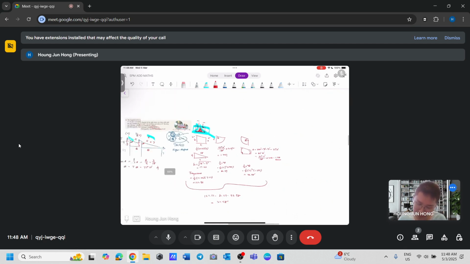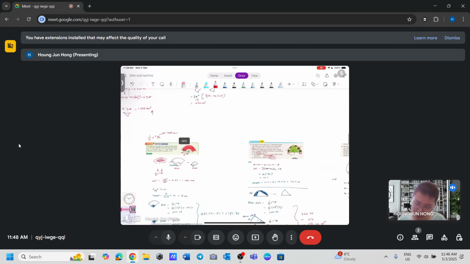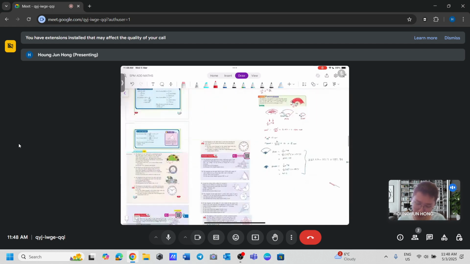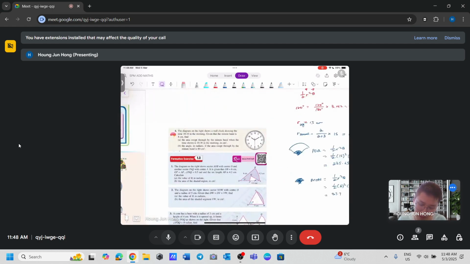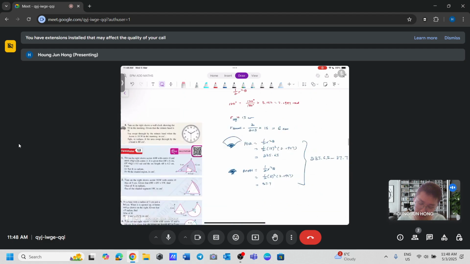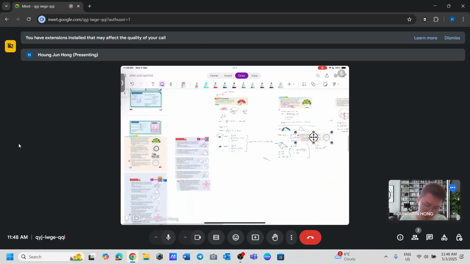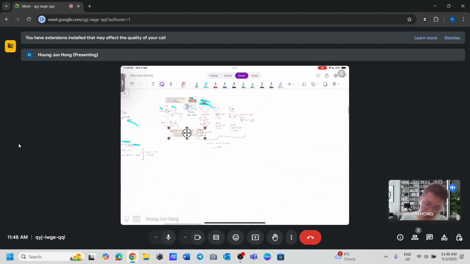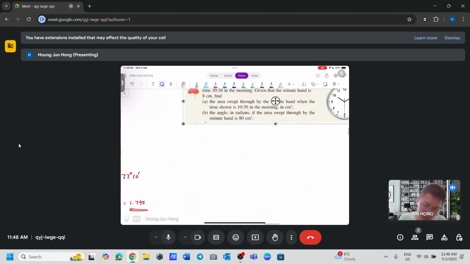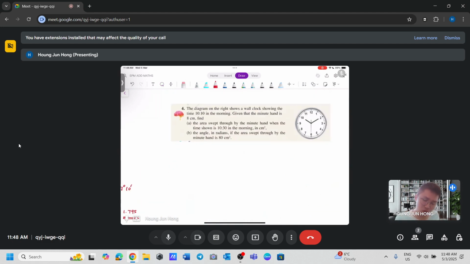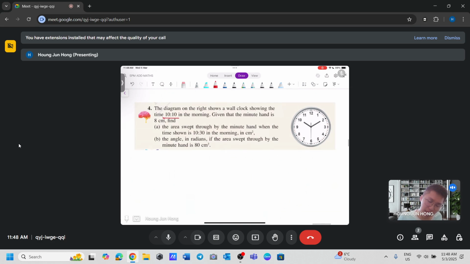Alright, finally, last question. Again, feel free to pause the video yourself if you need to catch up with any particular topic. The last question is about a clock. What to do with the clock? The question is about the area swept by the minute hand. The minute hand is 8 cm, and we want the area swept through by the minute hand when the time goes from 10 to 10:30.